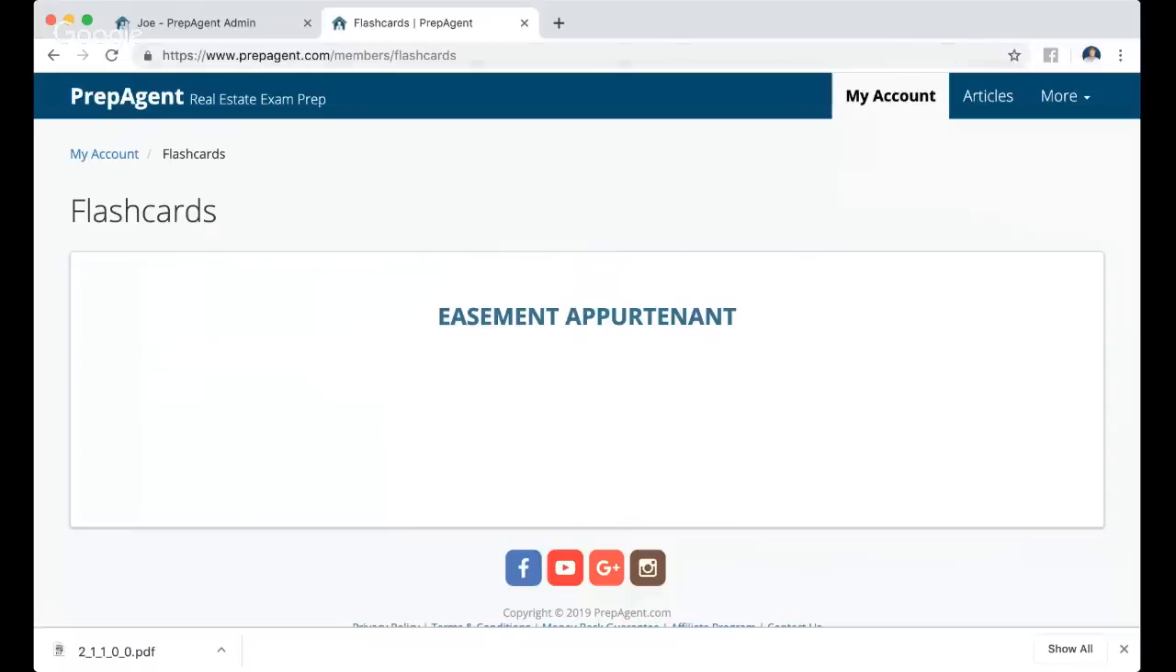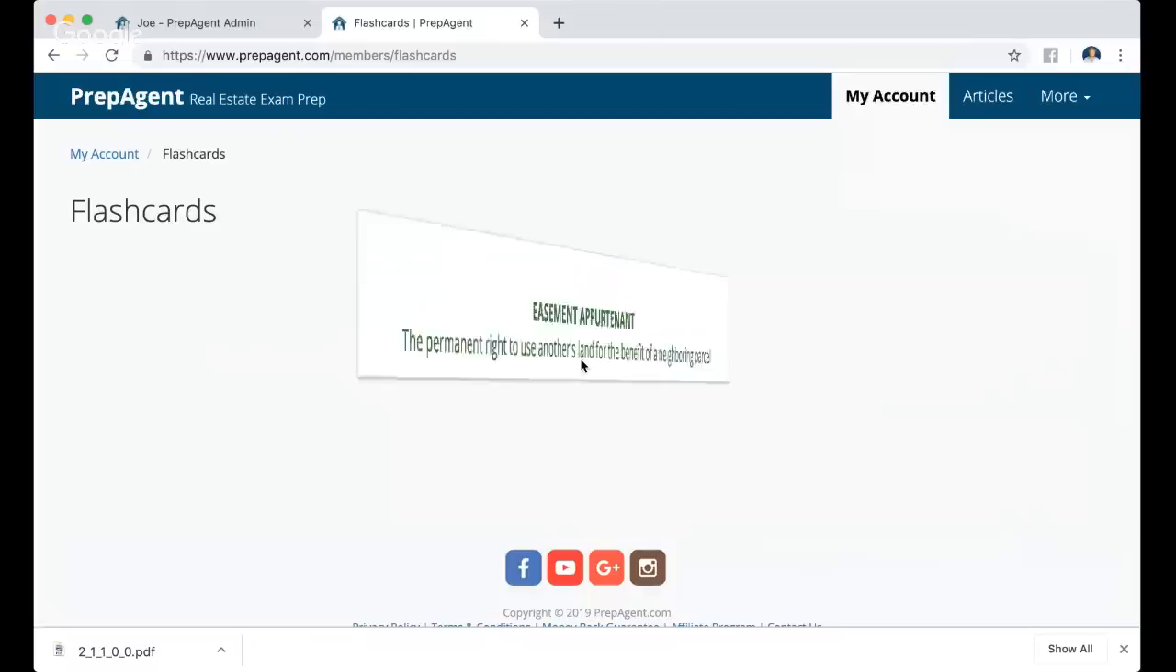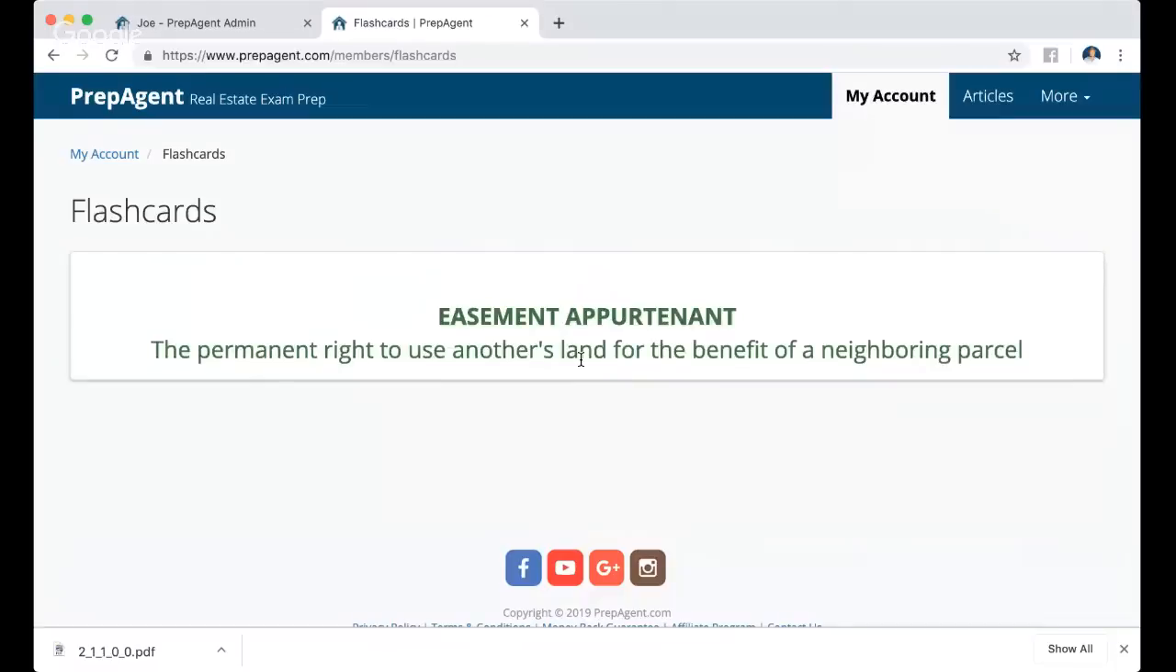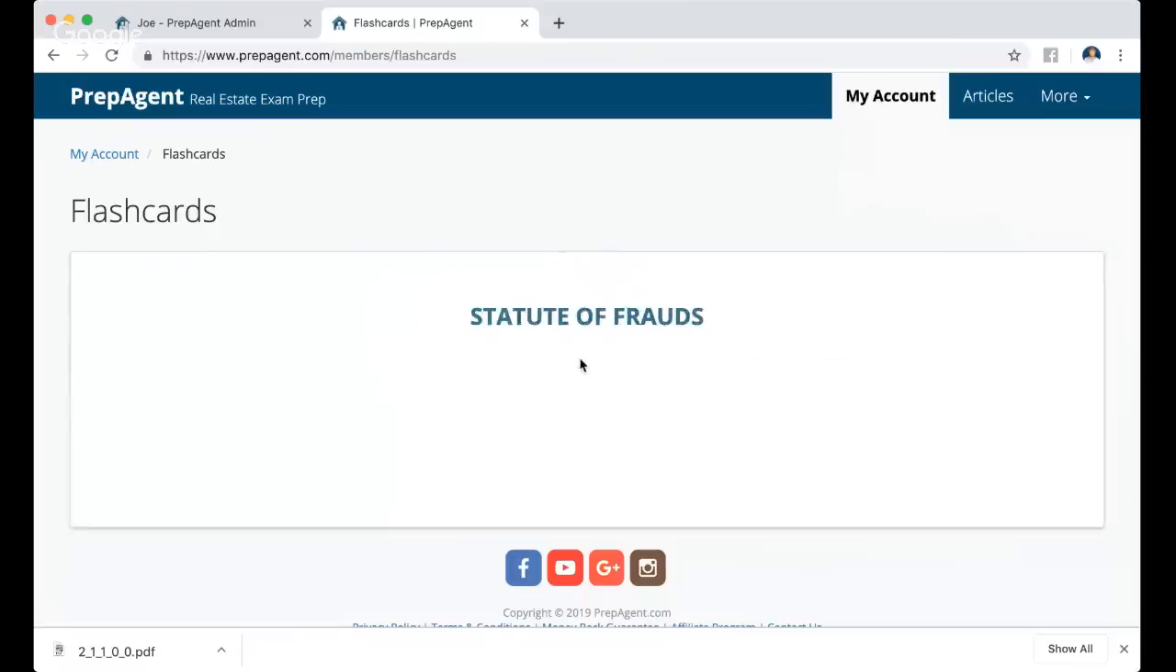Okay, easement appurtenant. What is an easement appurtenant? Easement appurtenant is an easement that goes with the land. Right, guys? Goes with the land. Anytime something's appurtenant, that just means it runs with the land. So real property is appurtenant.